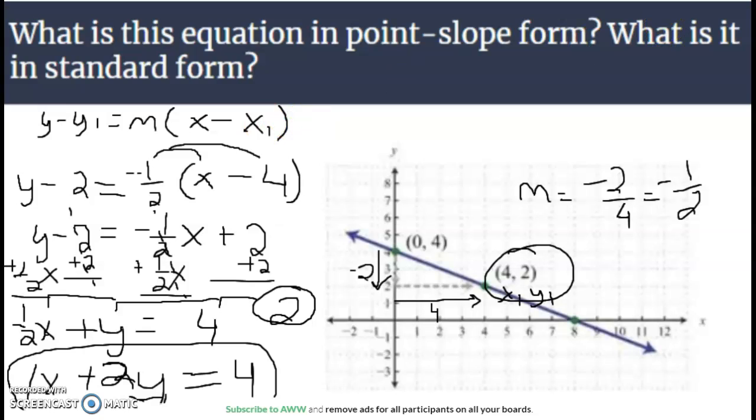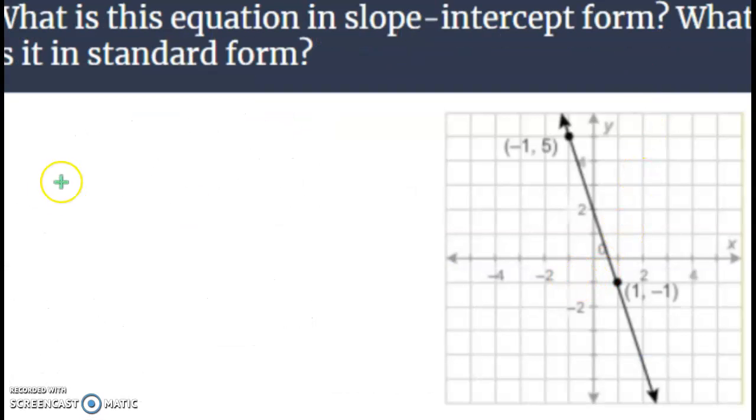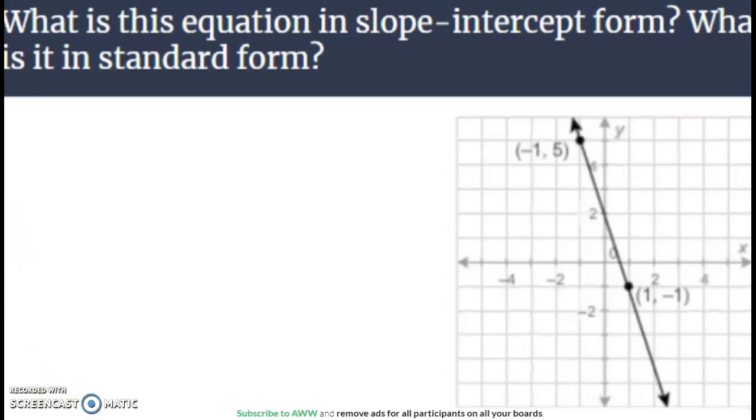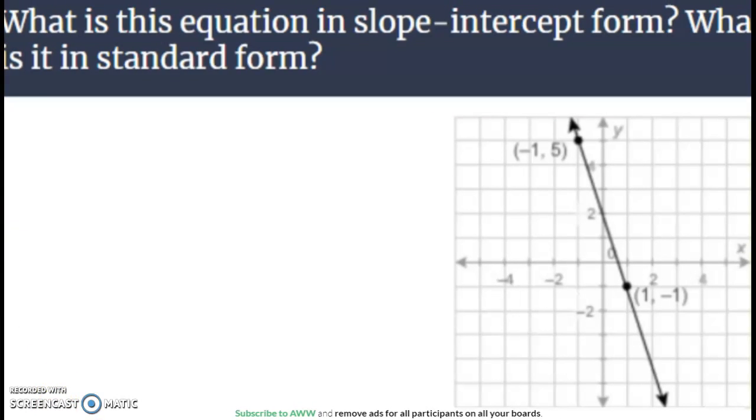All right, let's try again. What is the equation in slope-intercept form, and what is it in standard form? So this time we're going for slope-intercept form. Remember slope-intercept? Y equals mx plus b. That's slope-intercept. We just need 2 things: we need the slope and the y-intercept.